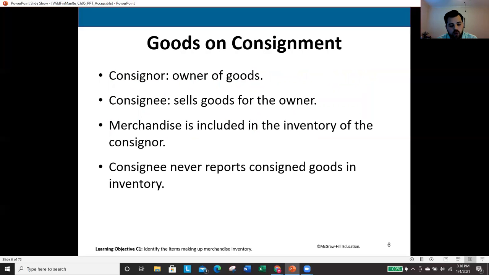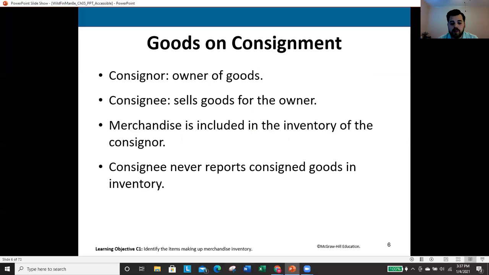So the next item here is goods on consignment. So consignor is going to be the actual person who owns the goods. The consignee is the person who is selling those goods for the owner. So I don't know how many of you are familiar with downtown Lufkin, but we have a consignment shop in downtown Lufkin called Furniture Fetish. And it's where people will sell their furniture if they're having a hard time, say, selling it in the paper or selling it on Facebook or some other means.